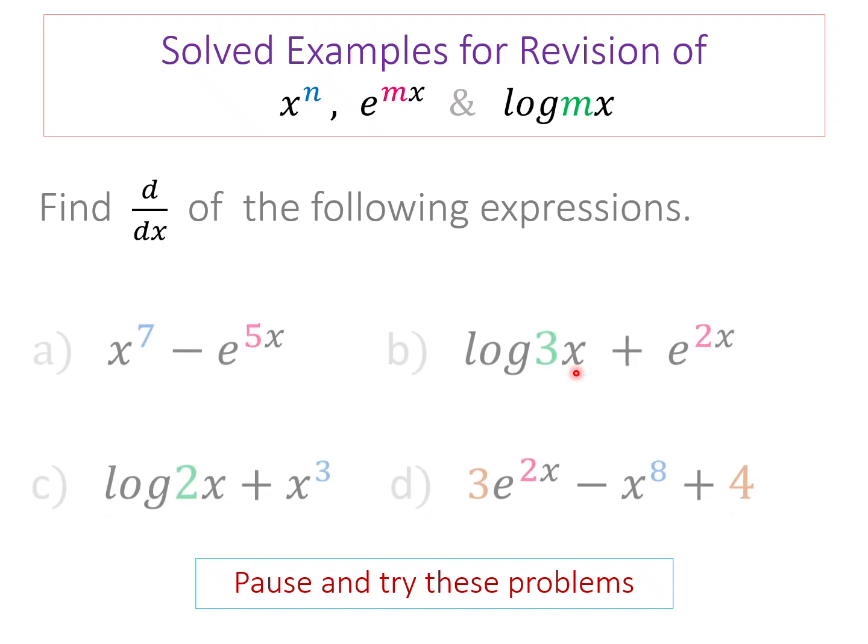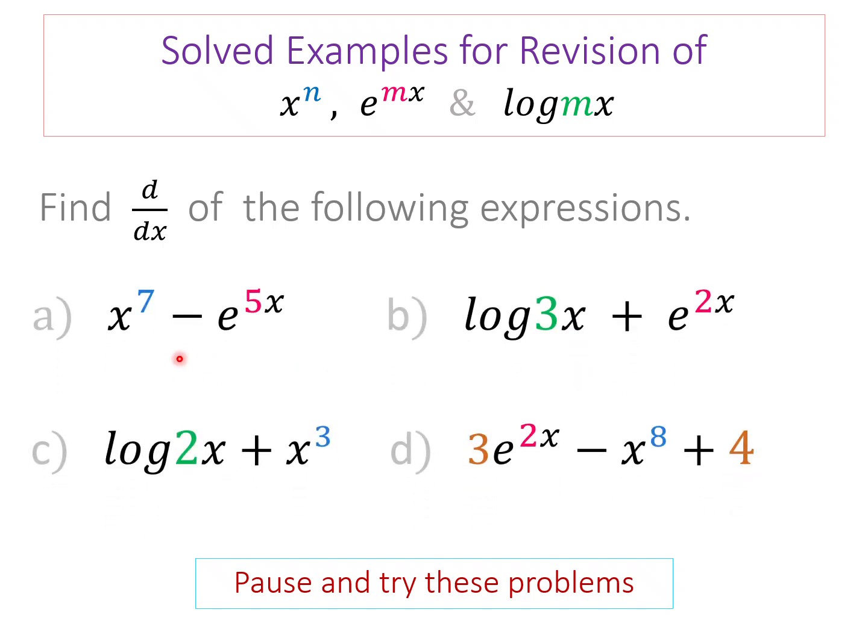Find d/dx of the following expressions: x to the power 7 minus e to the power 5x; log 3x plus e to the power 2x; log 2x plus x to the power 3. Here we have a constant coefficient 3: 3 e to the power 2x minus x to the power 8 plus 4. Now try these sums yourself, and after that you can check with the solved examples.